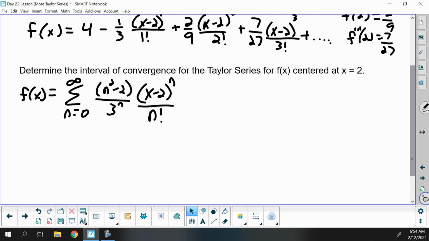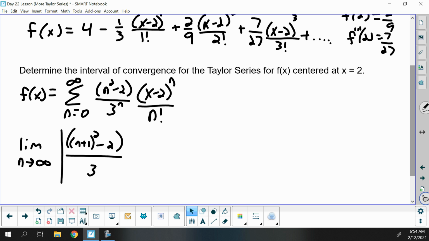So we're going to do our ratio test. We'll do limit as n approaches infinity. We've got to do our next term divided by our current term. So for our next term, we'll put in n plus 1s everywhere. This will give us (n plus 1 squared minus 2) over 3 to the n plus 1. Then we'll have (x minus 2) to the n plus 1 over (n plus 1) factorial.